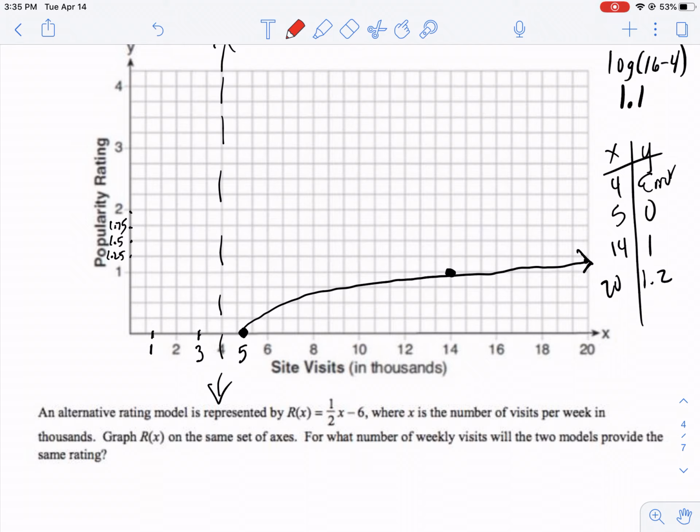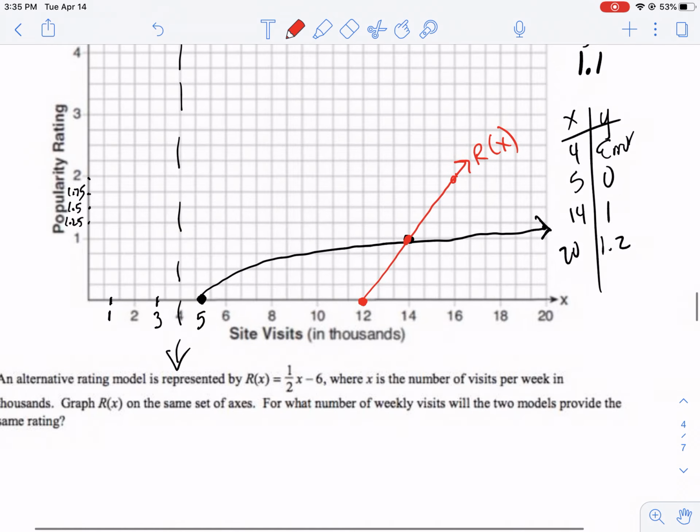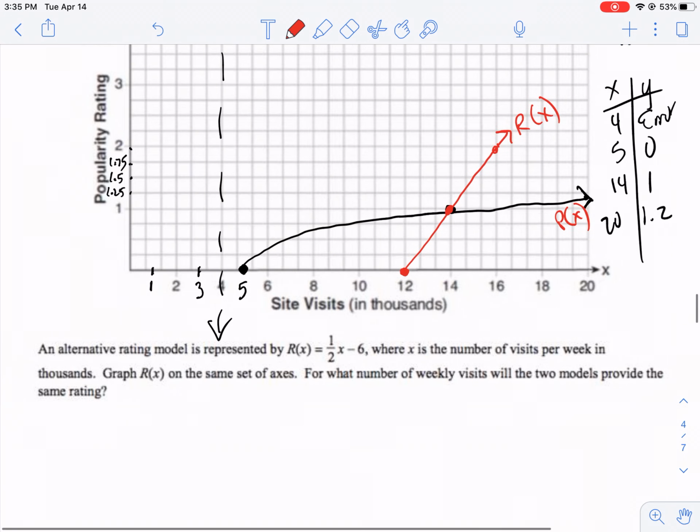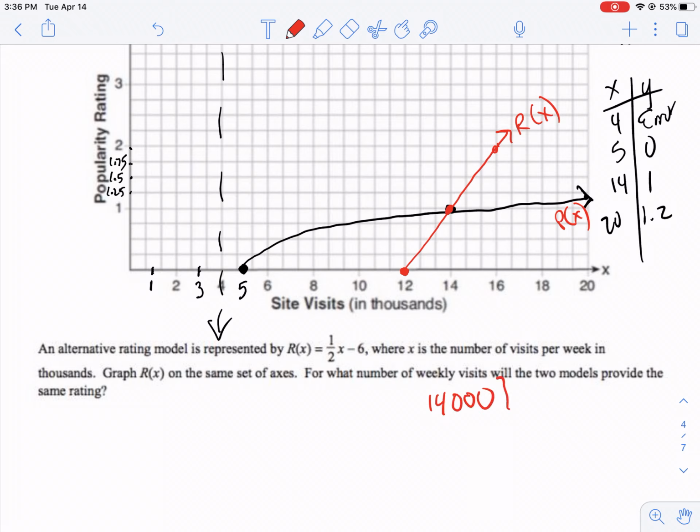In the first place that equals 0 is 12. So we got 12, 0. 14 is 1, and that would be our answer. 16 is 2. So I'm just going to draw this, label it R of x. The other guy was called P of x. And for what number of weekly visits will they be the same? 14,000. Now remember, these are in thousands, so when you write the number, you've got to stick the 1,000 back on, or you lose a point.